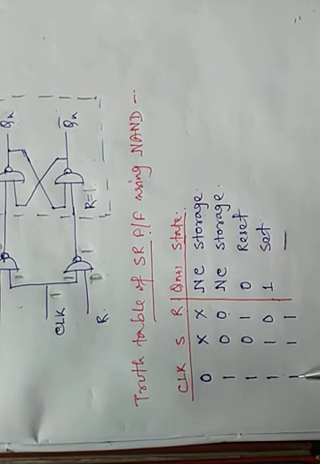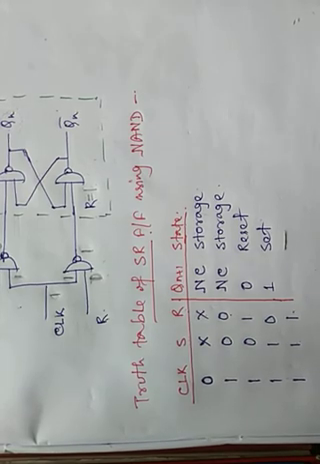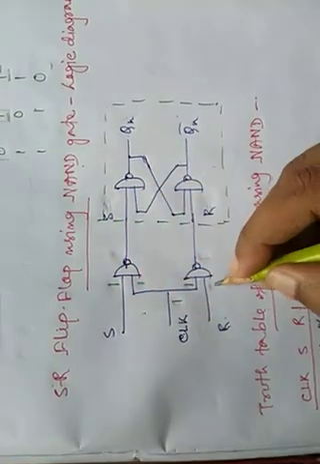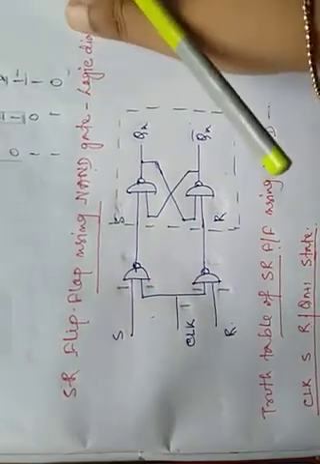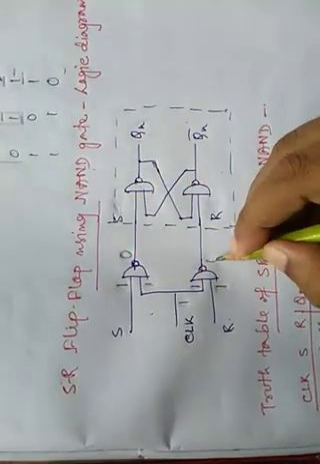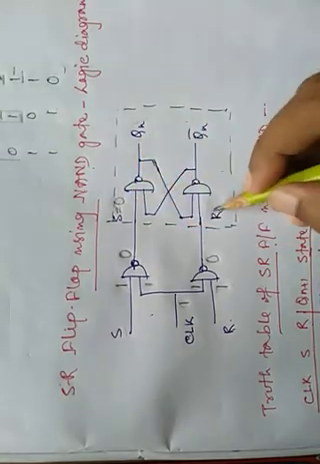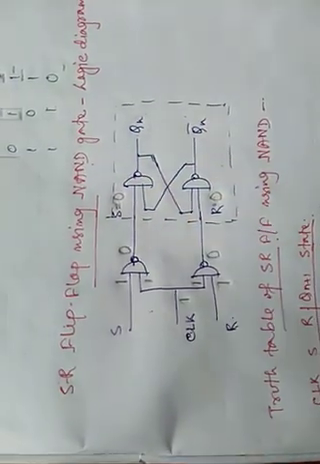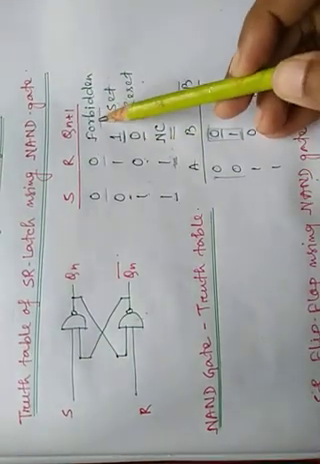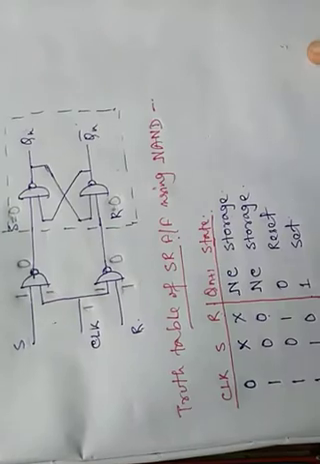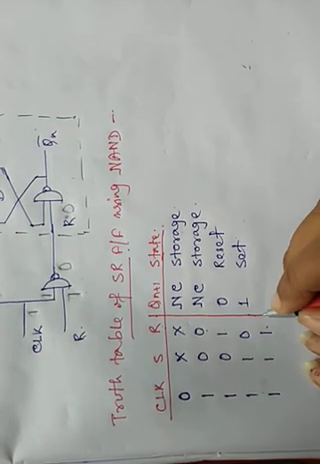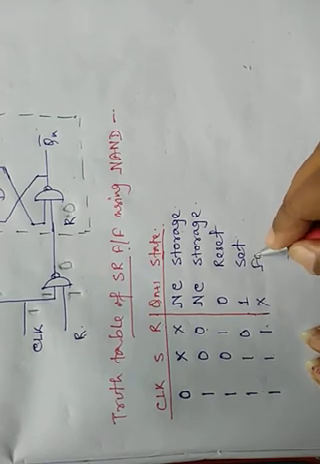Okay, now our last condition. Last condition is clock high, S and R both are high. So clock high, S1 R1. For NAND gate, when both are 1, output is 0, that means it is 0, it is also 0, so S also 0, R also 0 for the SR latch. Let us see S0 and R0 for the NAND latch, it is forbidden state. So it is forbidden.